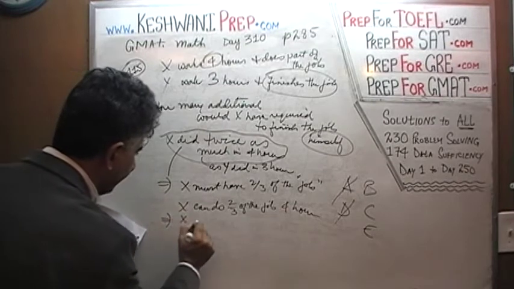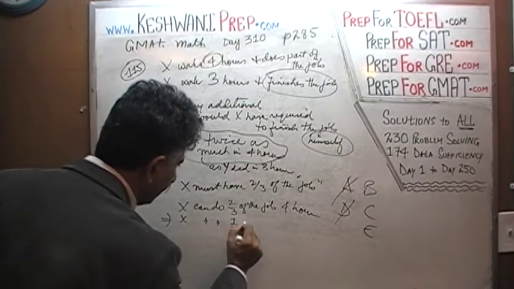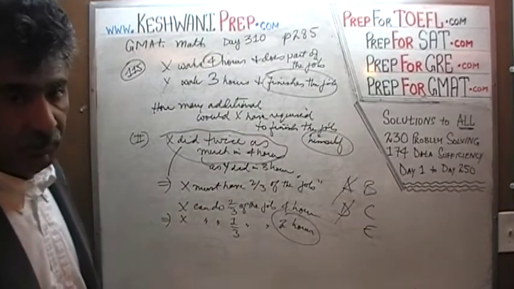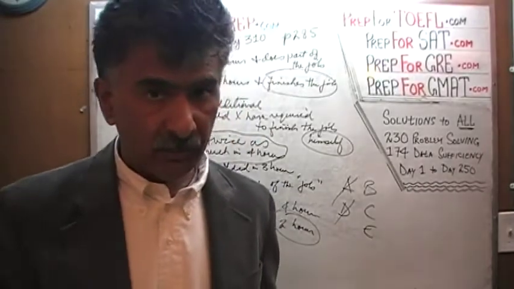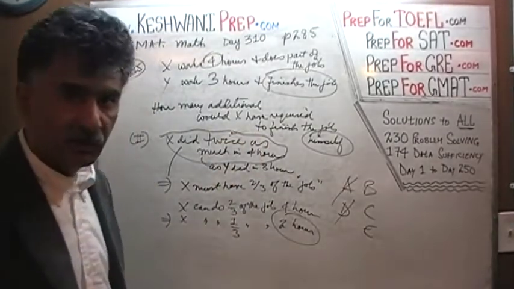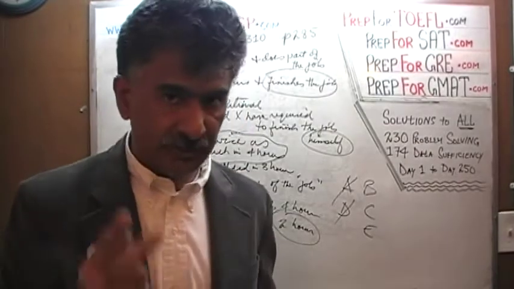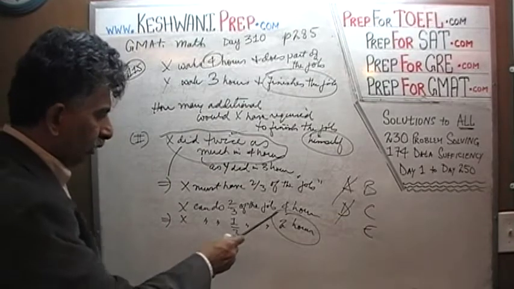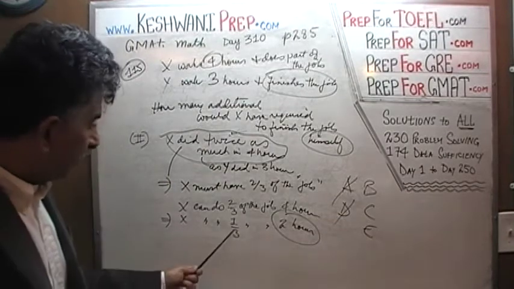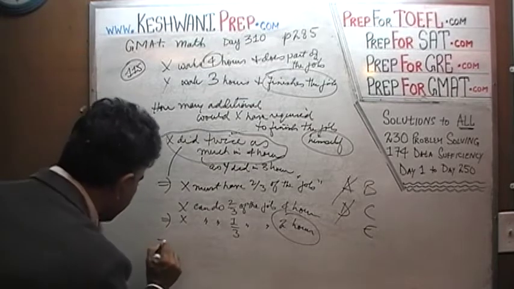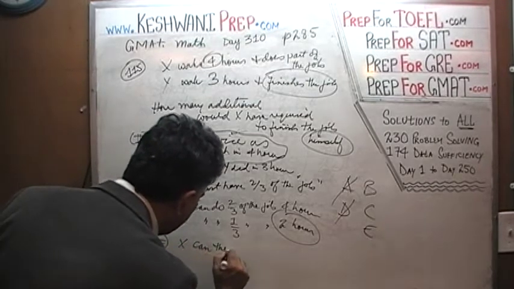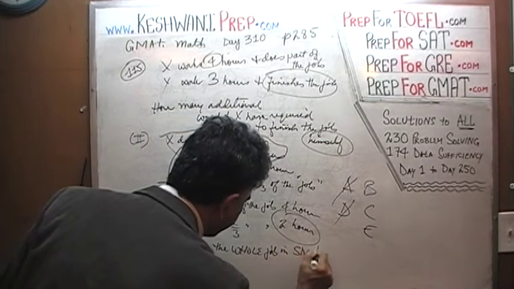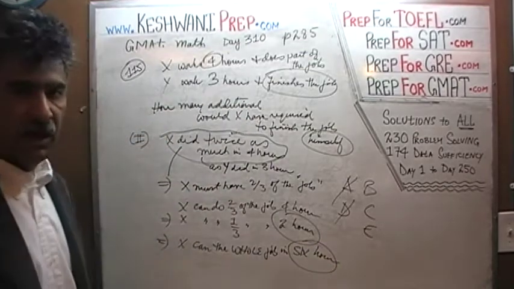That implies that X can do a third of the job in 2 hours. Because he did two-thirds of the job in 4 hours, that's what we are told. He did twice as much work, so whatever the work was, he did two parts, the other guy did one part. Well, if he can do two-thirds of the work in 4 hours, he must be able to do a third of the work in 2 hours, which means X can do the whole job in 6 hours.